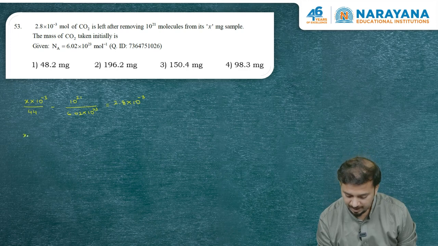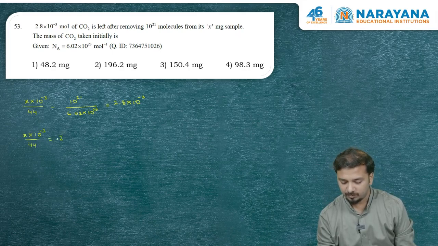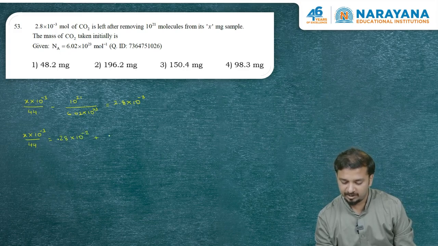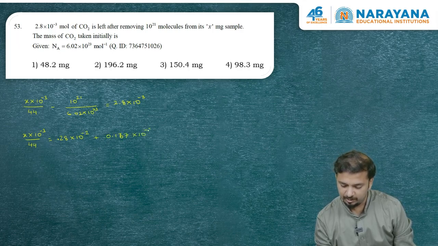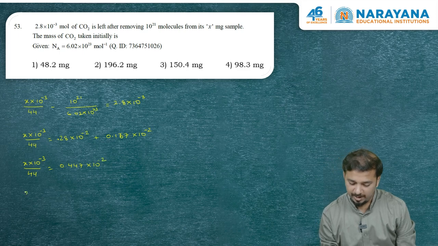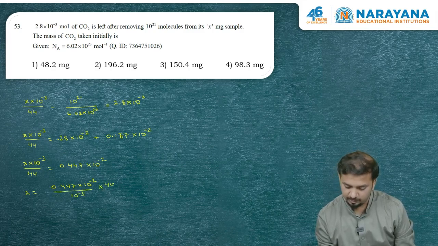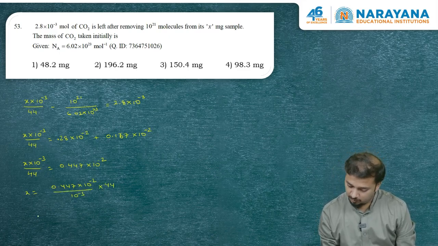We can simplify x into 10 raised to the power minus 3 divided by 44. That will be equal to 0.28 into 10 raised to the power minus 2 plus 1 by 6.02, which will be 0.167 into 10 raised to the power minus 2. So this will become x into 10 to the power minus 3 upon 44 equal to 0.447 times 10 raised to the power minus 2. So x will be equal to 0.447 into 10 raised to the power minus 2 upon 10 raised to the power minus 3 into 44.